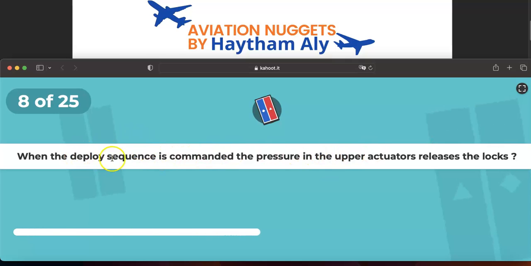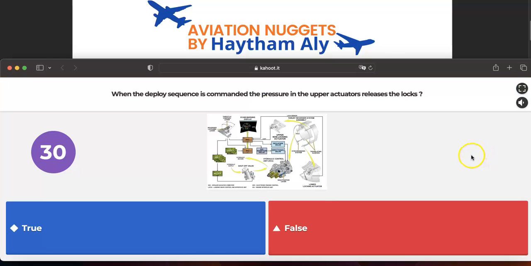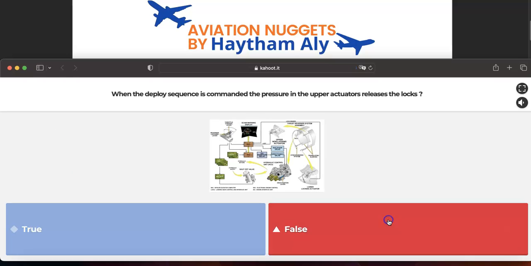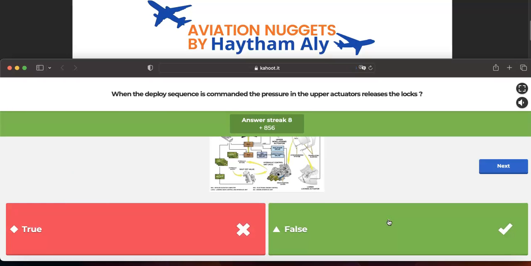When the deploy sequence is commanded, the pressure in the upper actuator releases the locks. This statement is false. Which part is false? Which part is not right?